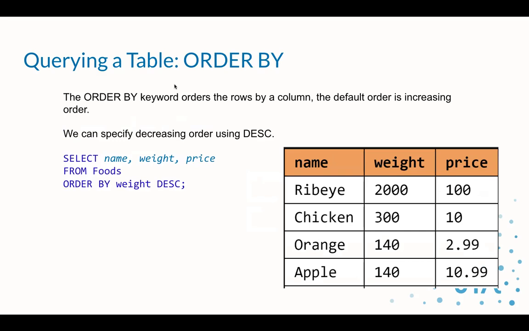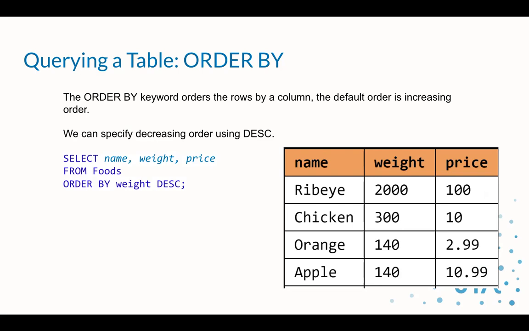The next thing is order by. If you want to order your table by a specific column, you can do order by column name, and you can do ascending or descending. If you do descending, it'll start from the highest value and go to the lowest value. And if you do ascending, it'll be the opposite. I believe it defaults to ascending as well.